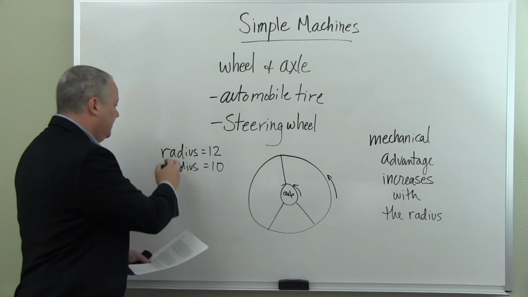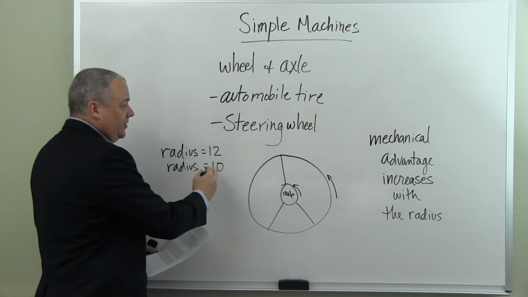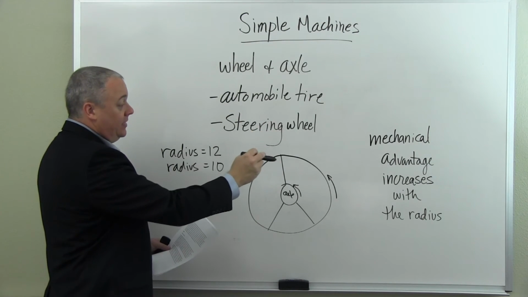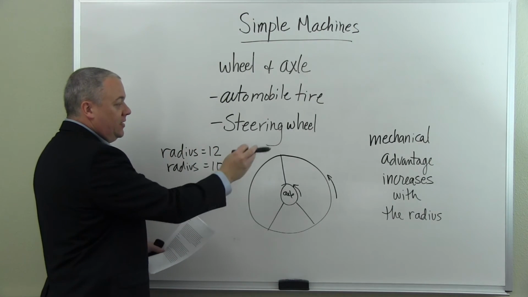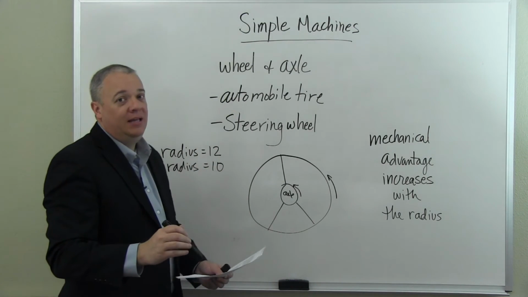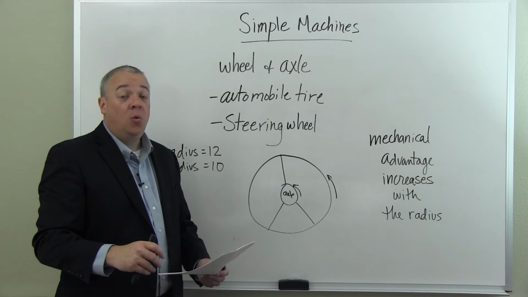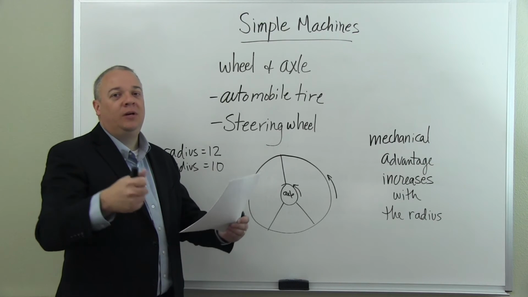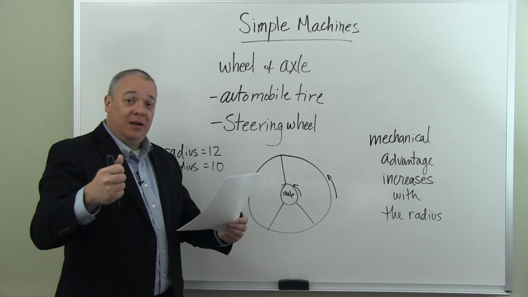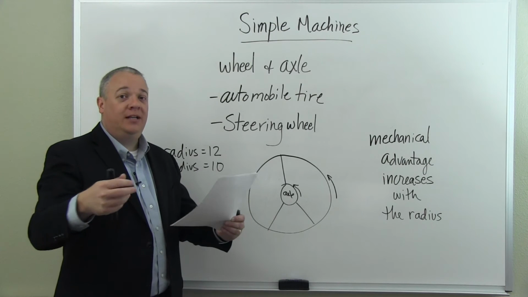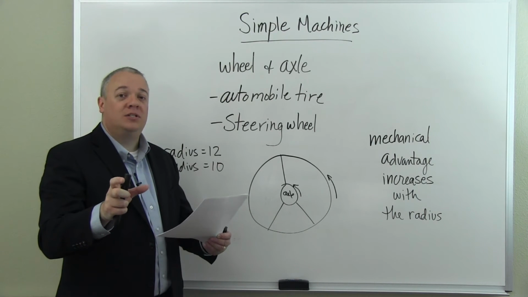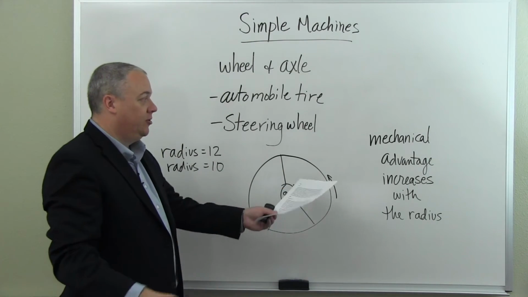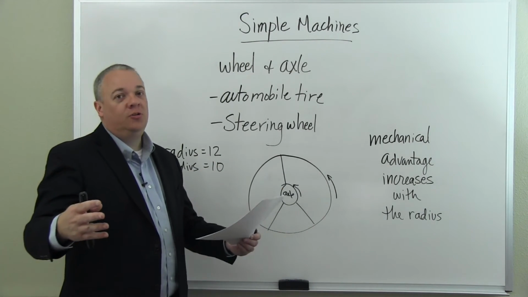So I've got an example up here. If we've got a radius of 12 versus a radius of 10, with our axle over here, the mechanical advantage increases with the radius. Bigger radius, 12, means greater mechanical advantage. What we mean by that is if the same amount of force was applied to the outer wheel at 10 inches and the same amount of force applied to the wheel at 12 inches, you would get a much greater advantage at the 12-inch radius than at the 10, assuming the same amount of force is applied. It translates here to the central axle much greater. So the mechanical advantage is greater the larger the wheel is.